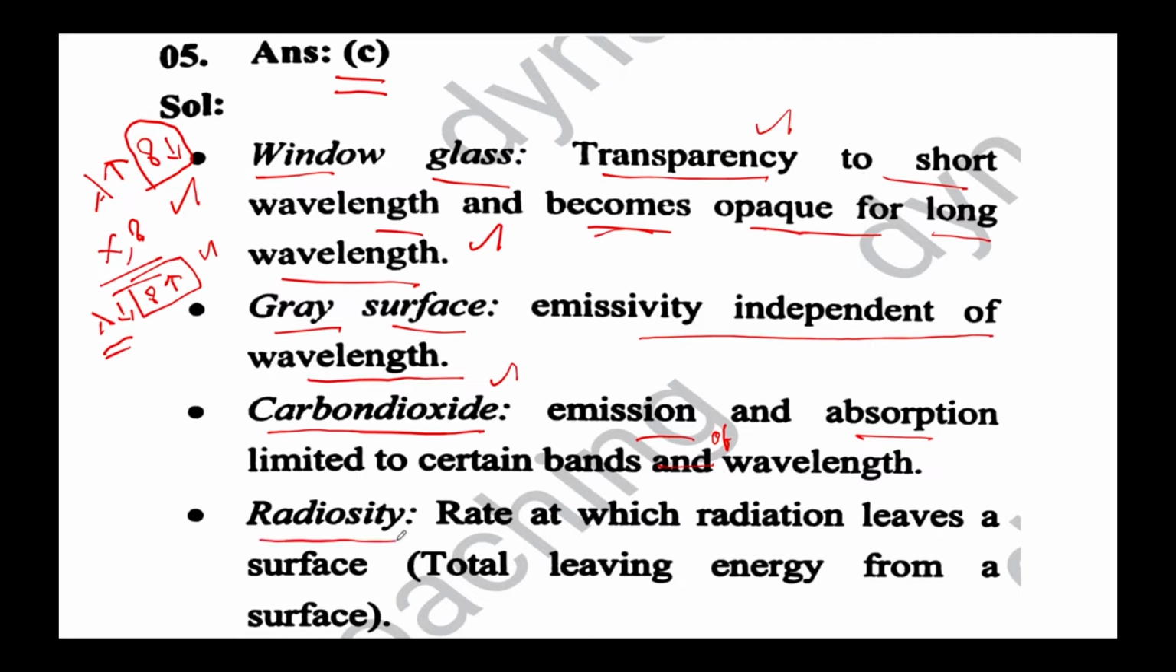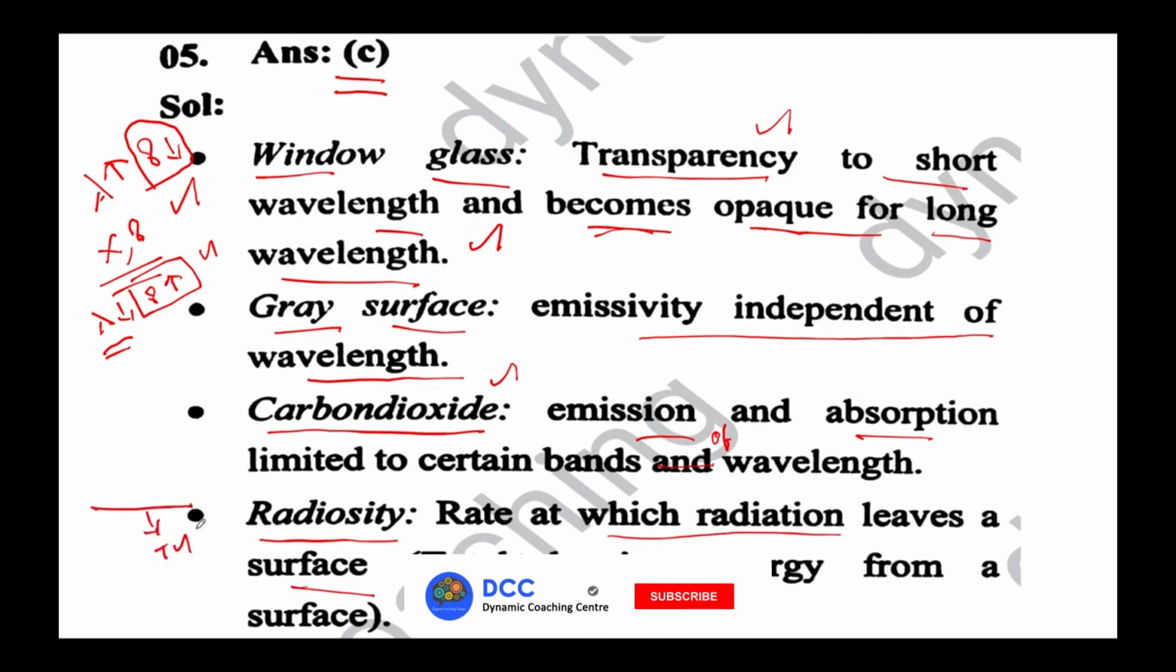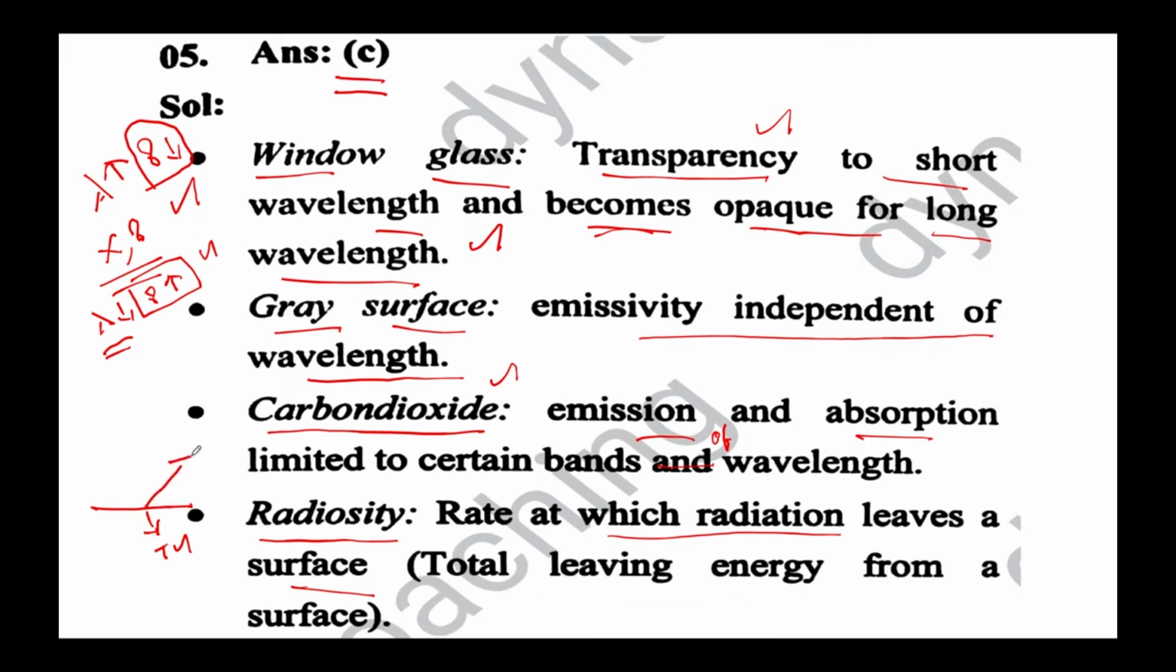Next one is radiosity. If you try to take radiosity as a term, it defines rate at which the radiation leaves the surface. So let me just explain this. Suppose if you have a surface, and you know that if this surface is at a particular temperature other than 0 Kelvin, definitely it is going to radiate, right? So I can say that it is emitting certain amount, right? But it might not be 100% because it is not a black body.